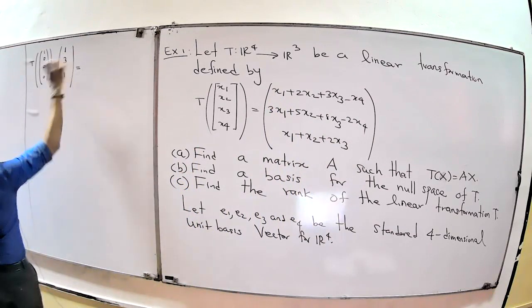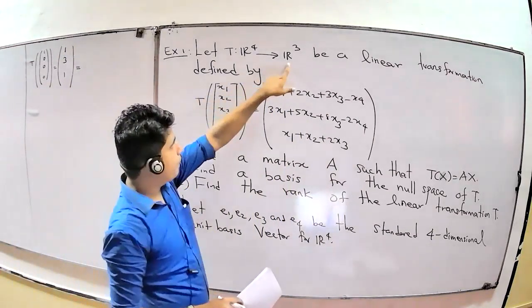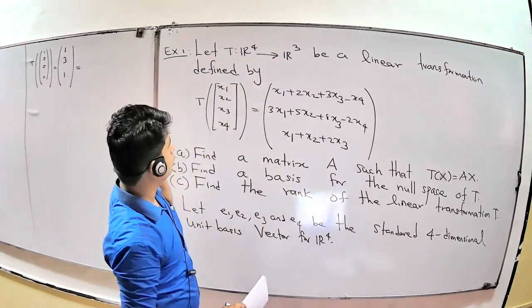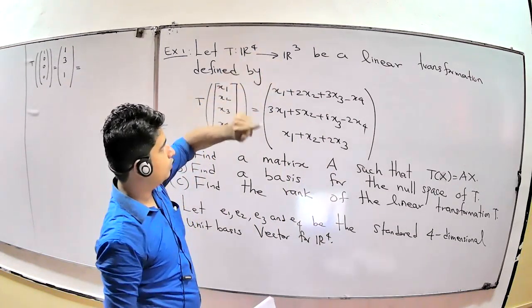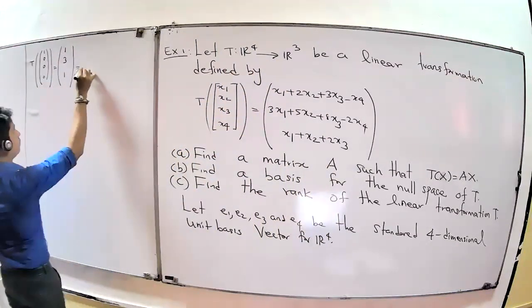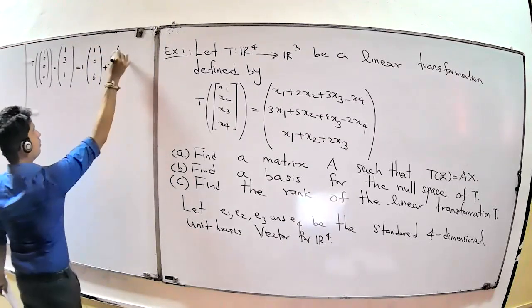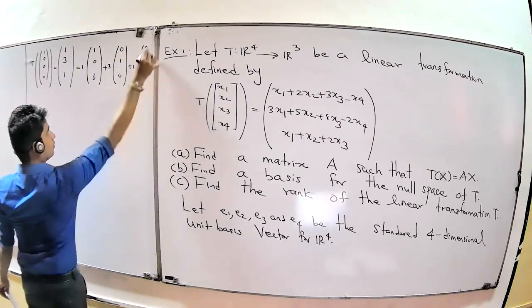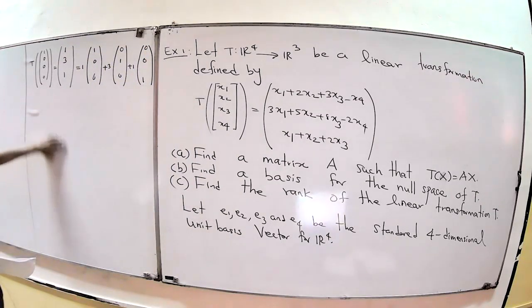Now you want to write this one. Here for R cube, your basis is of the form gamma. I already told you, for R cube the standard ordered basis is 1 0 0, 0 1 0, 0 0 1. We can write these values as 1 times 1 0 0, 3 times 0 1 0, 1 times 0 0 1. That is the idea to find the representation matrix.